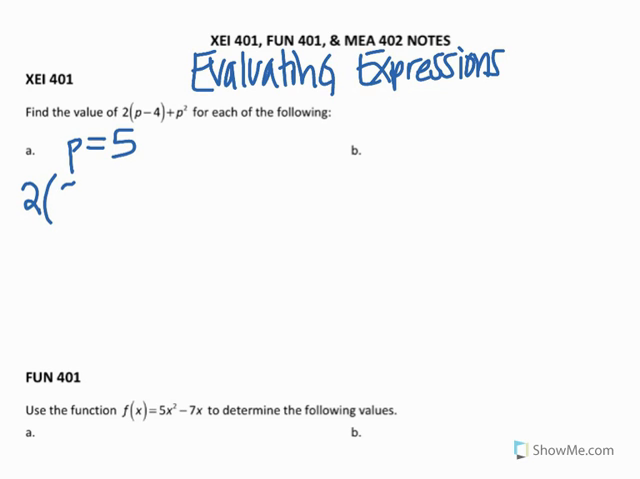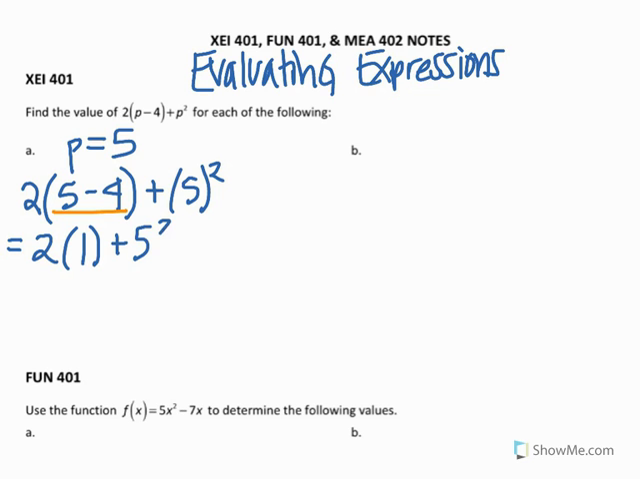We get 2 times 5 minus 4, notice I'm substituting 5 for p, plus 5 squared. I'm going to use my order of operations to simplify this. So my first step is going to be my parentheses. So I'm going to get this to equal 2 times 5 minus 4, which is 1, plus 5 squared. Next order of operations is my exponents. So I get 2 times 1 still, plus 25.